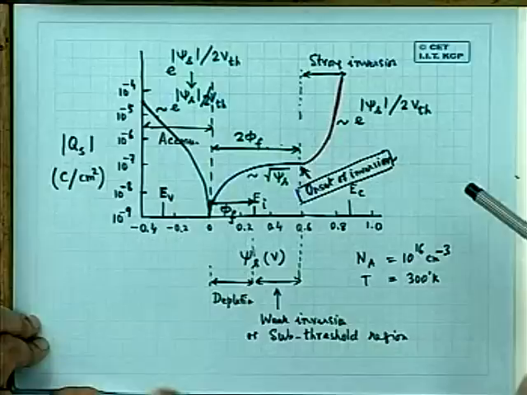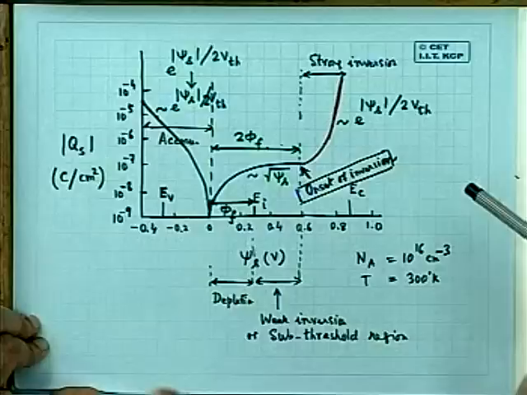As we apply a positive bias up to a point for which psi s is twice phi f, the increase is not that rapid. The increase is roughly proportional to the square root of the surface potential. Thereafter, as you cross this point, we call it the onset of inversion, and the corresponding gate voltage is called threshold voltage, and the corresponding psi s is equal to twice phi f. Beyond that, again, the inversion charge density increases very rapidly, following the same exponential rule as we have discussed in the last class.